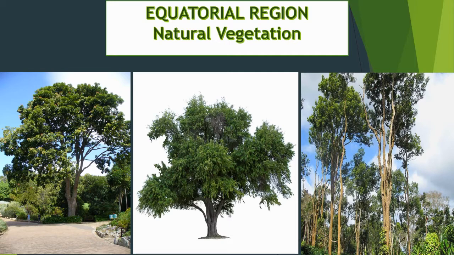Examples of these trees are the mahogany tree, the greenheart tree, the rosewood tree, ebony tree, etc. These are some of the examples of trees that are found in this equatorial region.